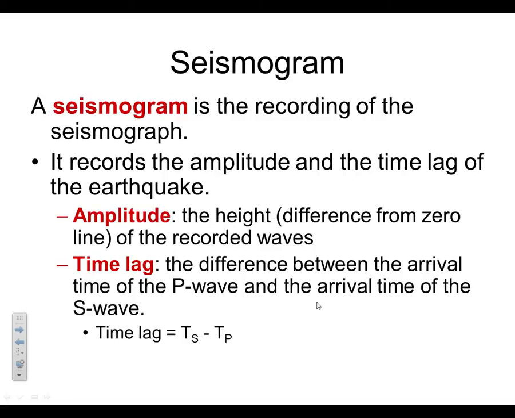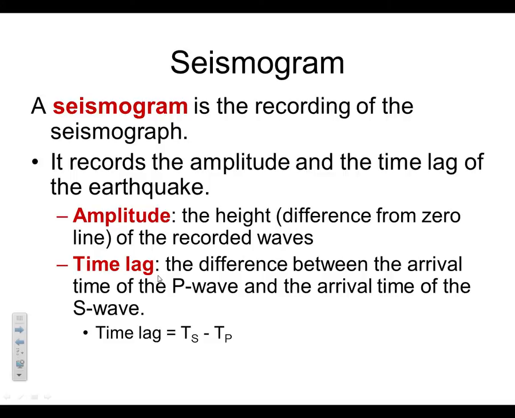The seismogram shows two important things about the earthquake. It's going to show the amplitude and the time lag of the earthquake. The amplitude is pretty simple. It's just the height, difference from the zero line, of the recorded waves. We'll show you this with the seismogram. So the amplitude is basically the size of the recorded waves.